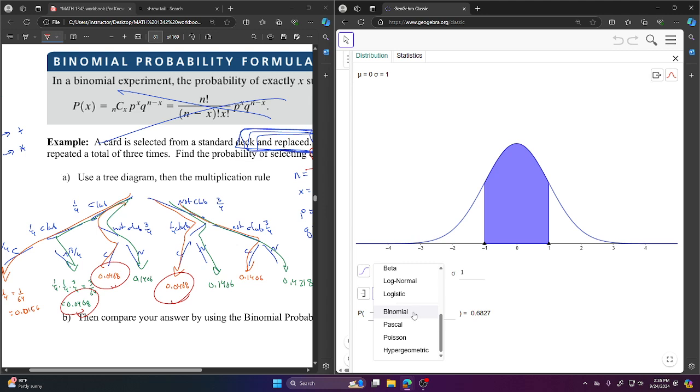In the other sections, we'll be using geometric, which is not this one. It's a little different than that. And then we'll also use Poisson later. Okay, so that's all the chapter 4.